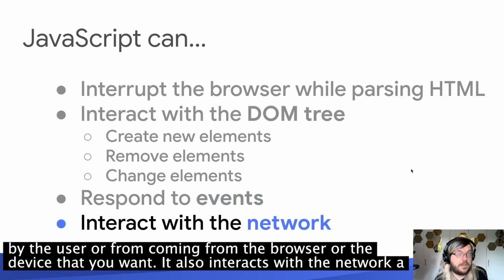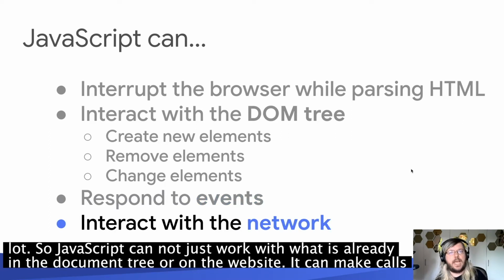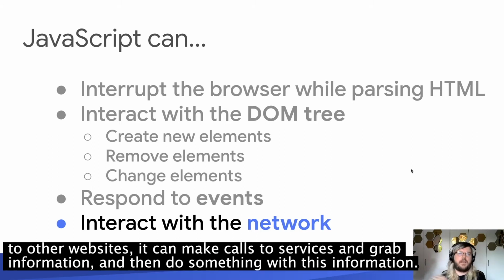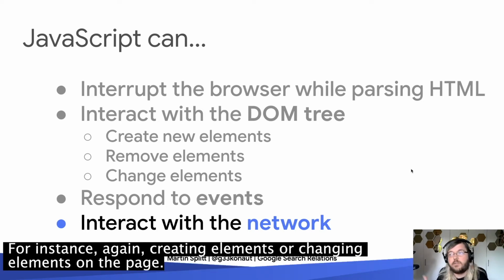It also interacts with the network a lot. So JavaScript cannot just work with what is already in the document tree or on the website. It can make calls to other websites, it can make calls to services and grab information and then do something with this information. For instance, again, creating elements or changing elements on the page.